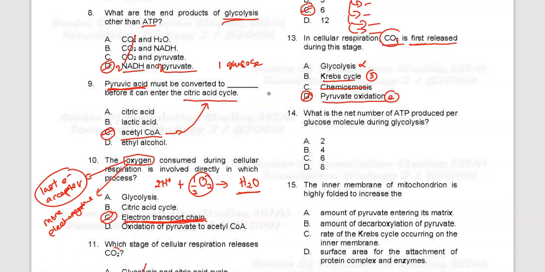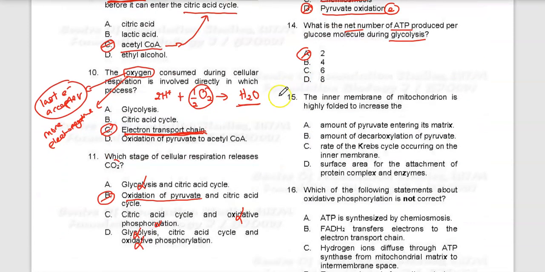Number 14, what is the net number of ATP produced per glucose molecule during glycolysis? The answer would be 2. I've shown you the calculation earlier, so please make sure you understand how we get the 2 as the answer. Number 15, the inner membrane of the mitochondrion is highly folded to increase the surface area for the attachment of protein complexes and also enzymes.